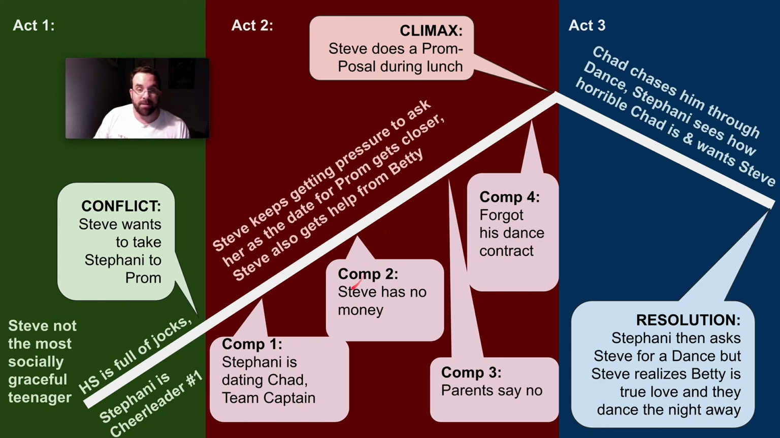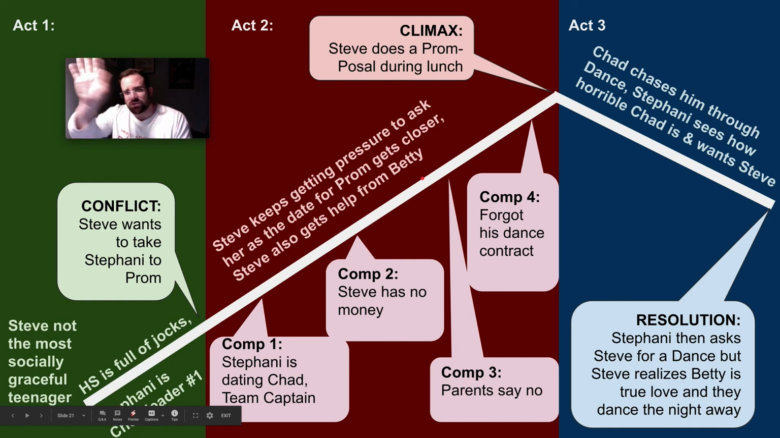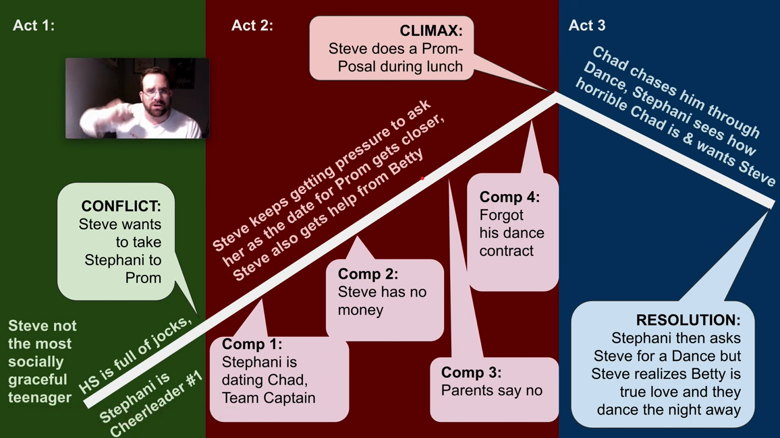right? Some complications. Steve's got no money, so he's got to do all sorts of odd jobs. He's got to get an Uber, and he's got to do this, he's got to do that, and those jobs could lead to hilarious antics. So he's doing all that to get more money to do the promposal and get the prom ticket and get the limousine and get all that stuff. Someone's parents say no, either Steve's or Stephanie's. Oh yeah, and Steve's also getting help from Betty. Betty's his friend. She's the quiet art student, and she's doing her thing, but she's also helping Steve because she's friends with Steve.